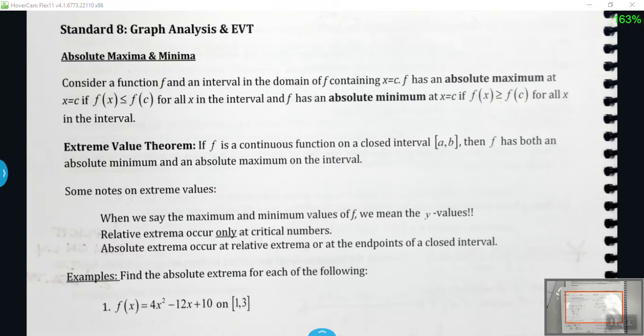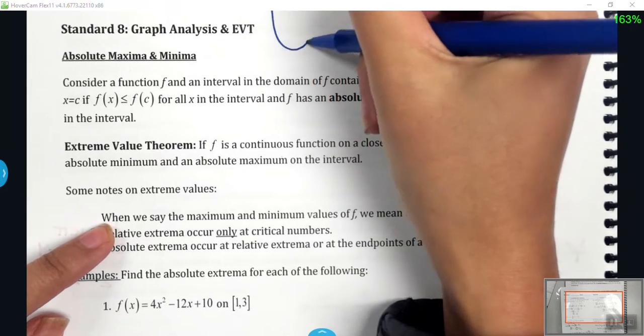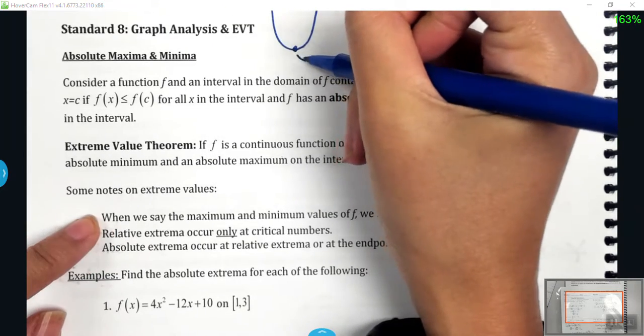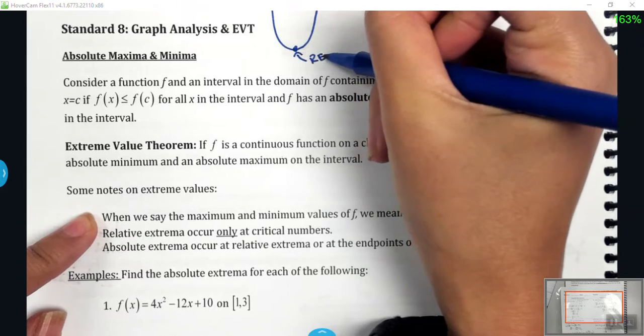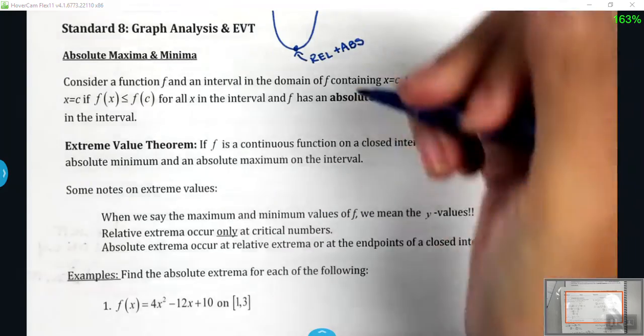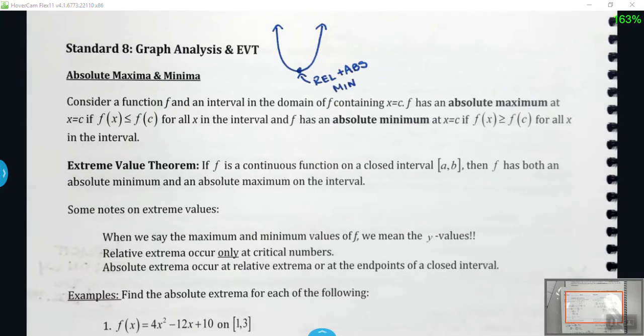When we have a function that looks like this, we would say that I have both a relative and an absolute min right there, right? Would you agree? Yes? Are you with me? Because it's the lowest point on the graph, and both arrows point up, so we'll never go lower than this point. Similarly, if the parabola is pointing down, we'll have a relative and absolute max.